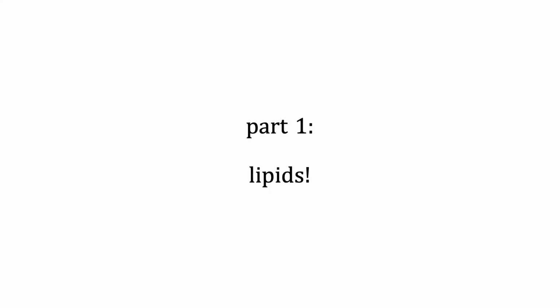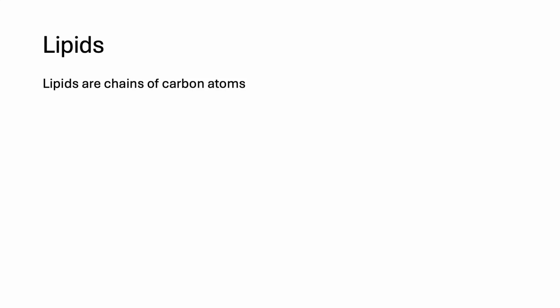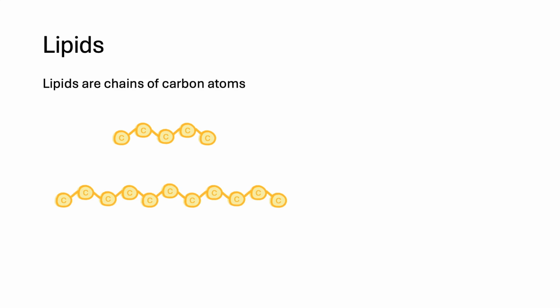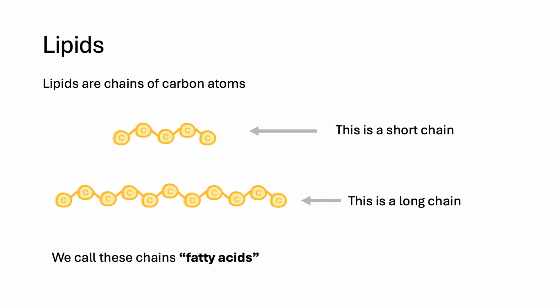Part 1, lipids. So like I said, lipids are chains of carbon atoms. Let me illustrate that for you. Here is a chain of carbon atoms. Here is also a chain of carbon atoms. One is a short chain, one is a long chain. We call these chains fatty acids. Okay, so this is the basic building block of lipids and fats, which are fatty acids, chains of carbons.